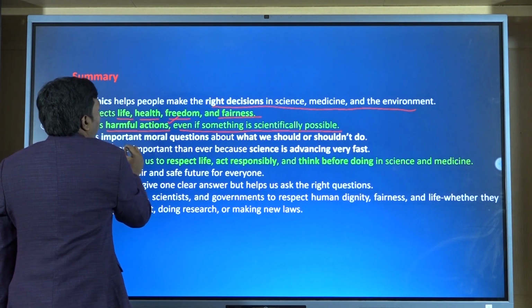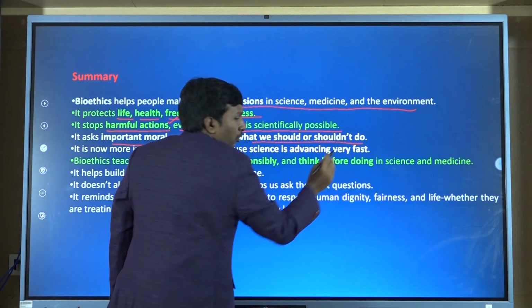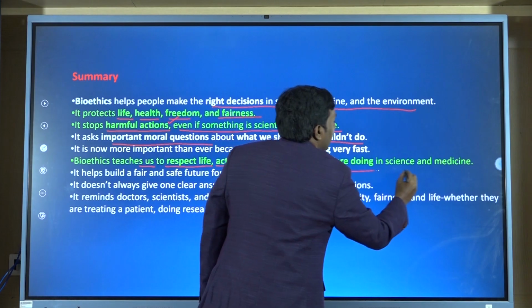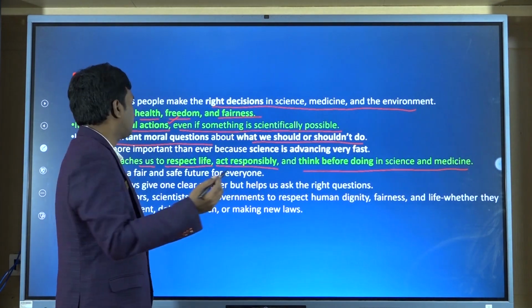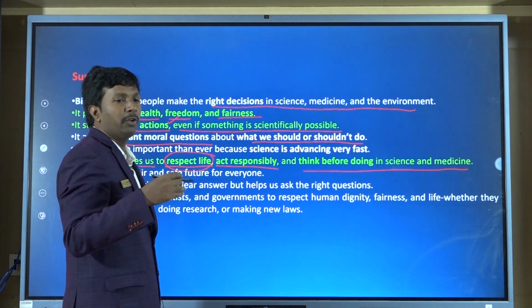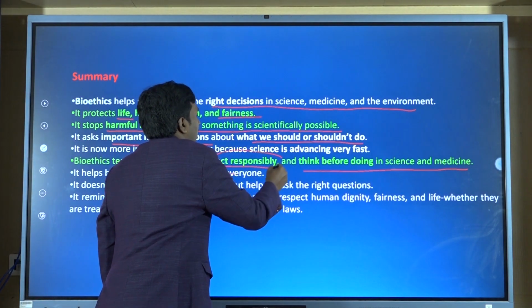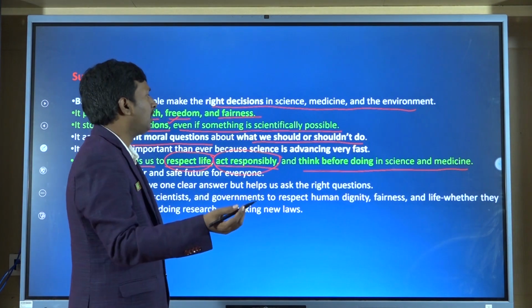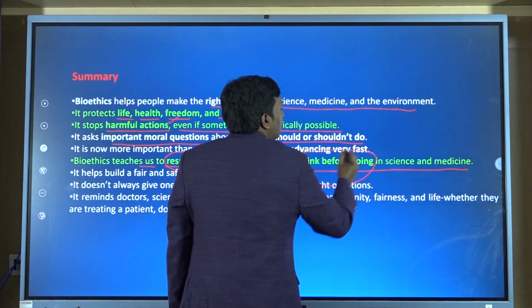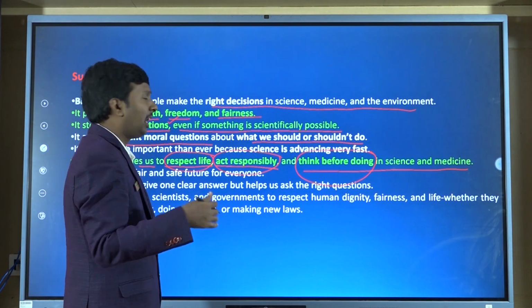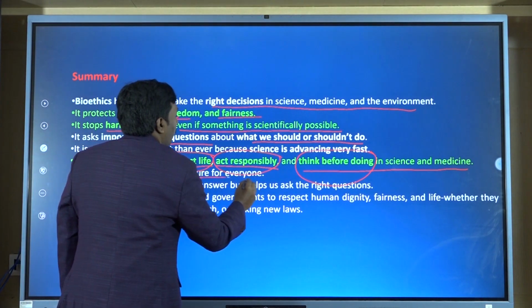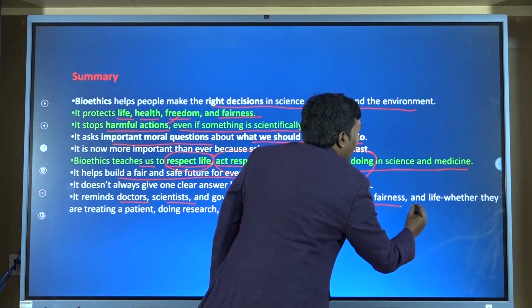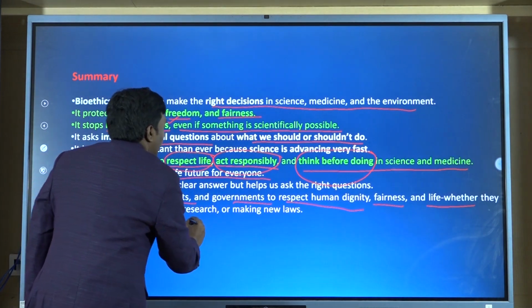Bioethics also asks important moral questions about what we should do and what we should not do. It teaches us to respect life, act responsibly and think before doing anything in science and medicine. Whenever you do any task in life, you have to do it responsibly, whether it is research in the medical field, science field or biology field, if you are discovering anything. If you are working with science and medicine, think before doing whatever you do. So bioethics teaches better choices in our life, and it helps build a fair and safe future for everyone. It also reminds doctors, scientists and governments to respect human dignity, fairness and life, whether they are treating patients, doing research or making new laws.